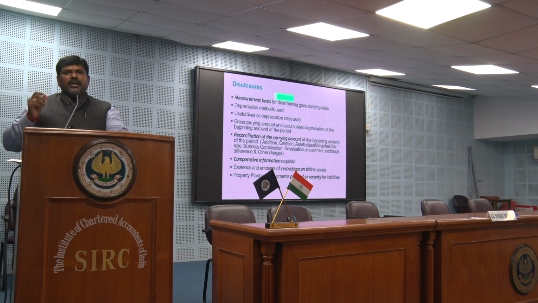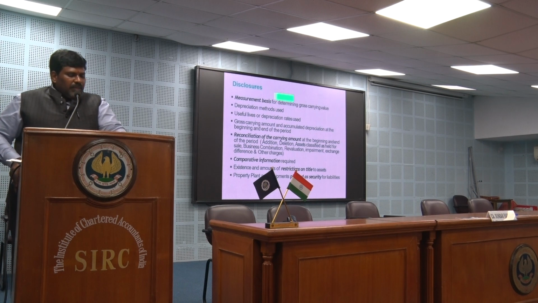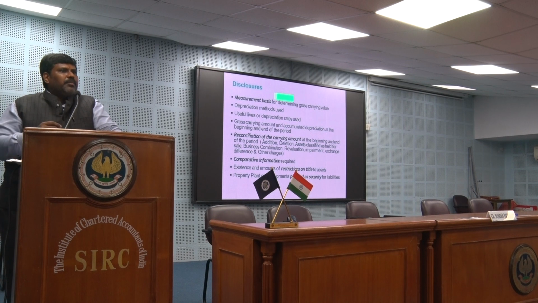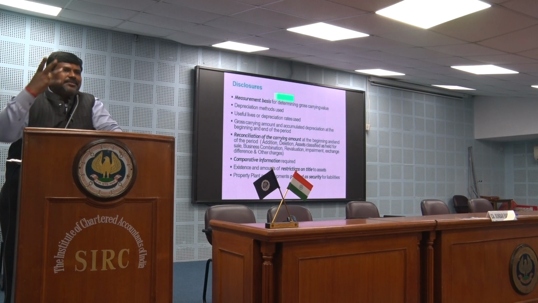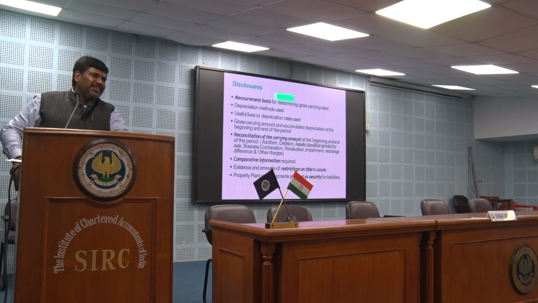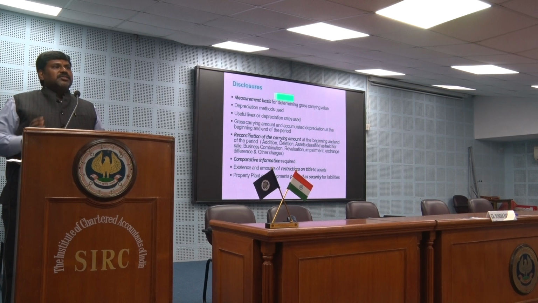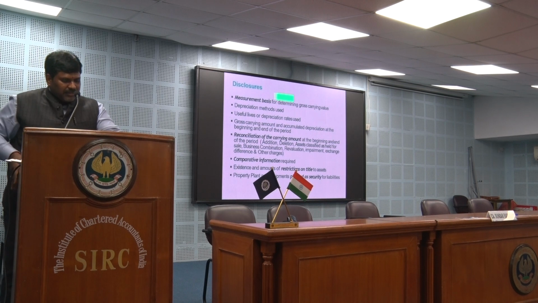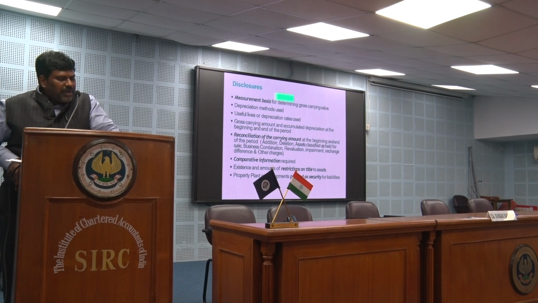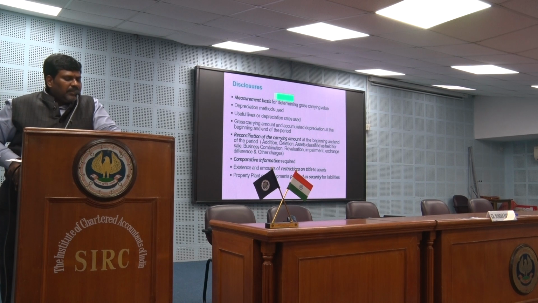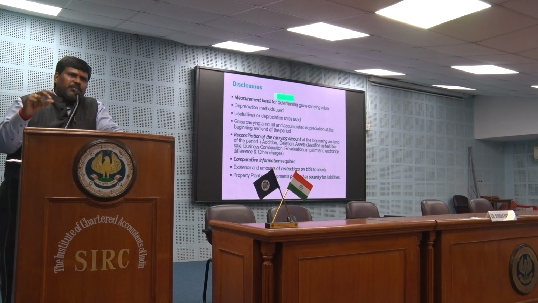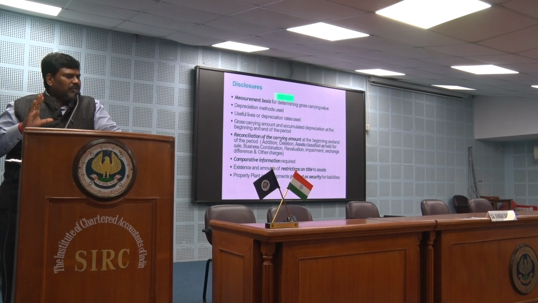Measurement, and the following are the disclosure requirements. This is the core important part with respect to a non-corporate entity, meaning you can just visualize a partnership firm for which you are preparing the financial statements. What are all the disclosure requirements under this particular standard? The measurement basis for determining the gross carrying value, the depreciation methods that you are using, and bullet points under that particular paragraph you need to disclose.